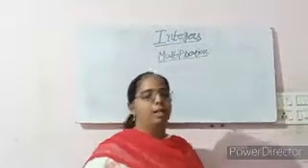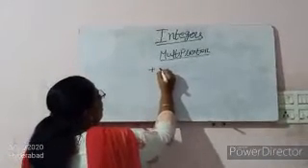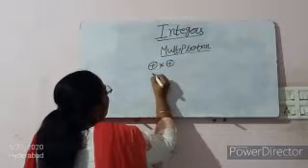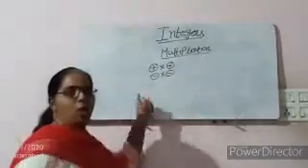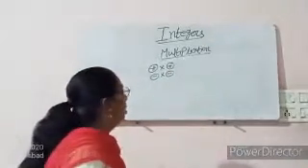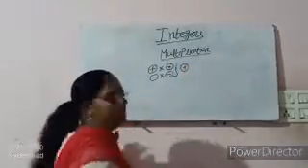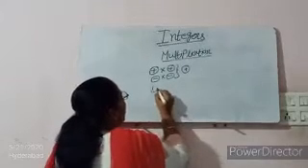So plus of plus, minus of minus. These two are like signs. So the resultant will be plus. The resultant will be plus for like signs.